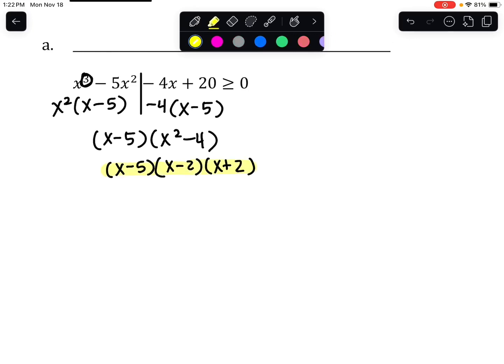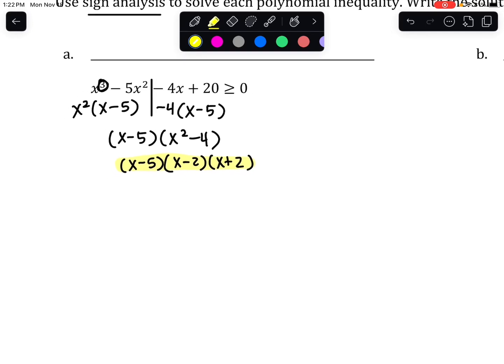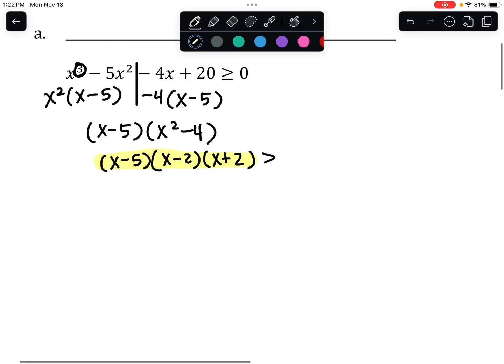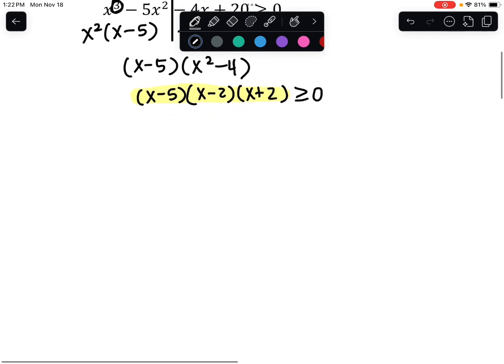I'm going to highlight that just because that's what we're going to be using to do our point testing. It's going to be easier to use the factored form. And then I'm going to bring back my inequality. We'll need that to determine our final answer.